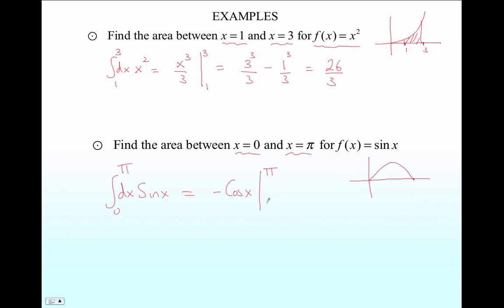And now this must be evaluated at pi and the value 0 as well. And then we must subtract this. So this is minus cosine of pi plus cosine of 0. And that cosine of pi, you know, is minus 1. So the answer here is 2. So that's the area that we've just calculated. Its value is 2.